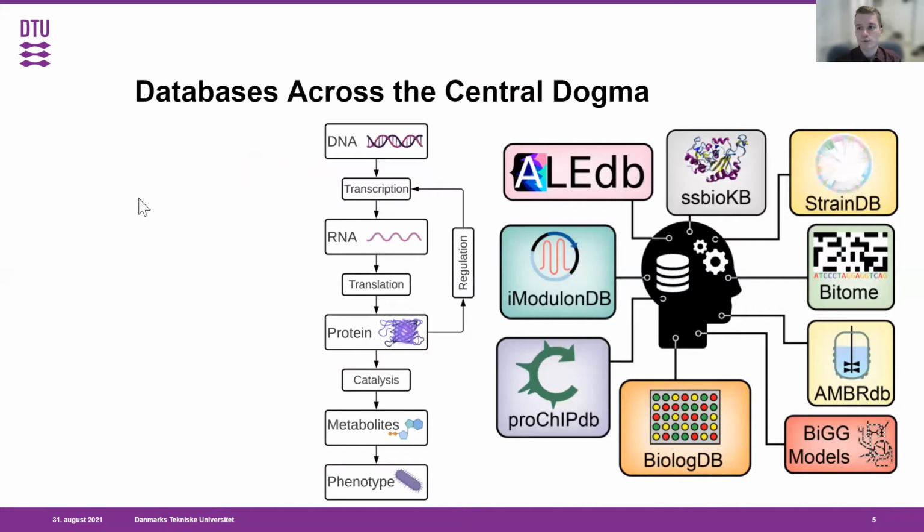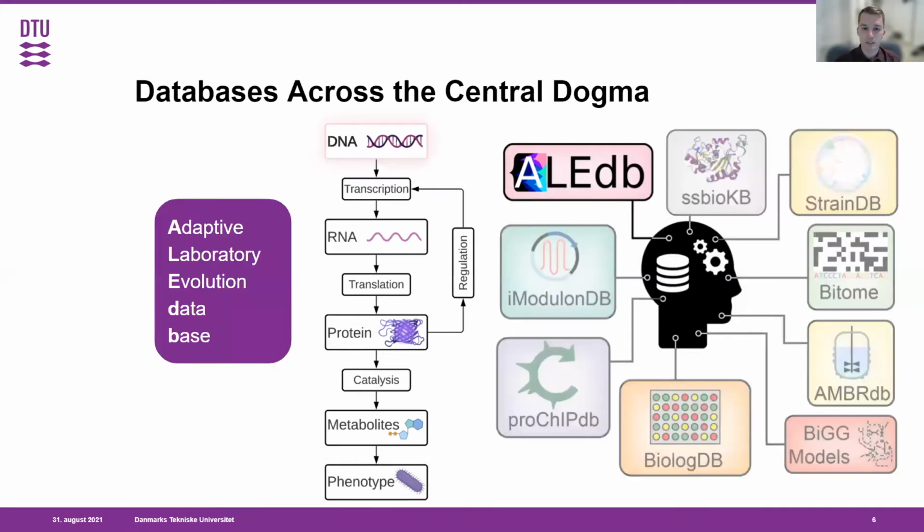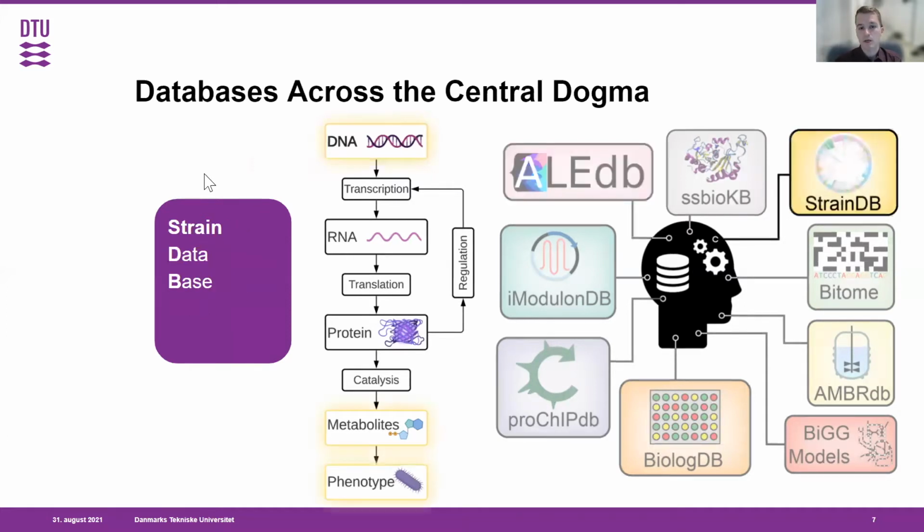So I find it useful to connect each of these databases to where they fall in the central dogma of biology. I'm going to assume you know basically what this is. And we're going to begin by looking at our DNA databases. So ALDB is our first database, and this is one that I'm going to go into more detail later. But for now, I'll just say that this is where we store the mutations that we observe in our evolution studies. Our next DNA database is the strain database.